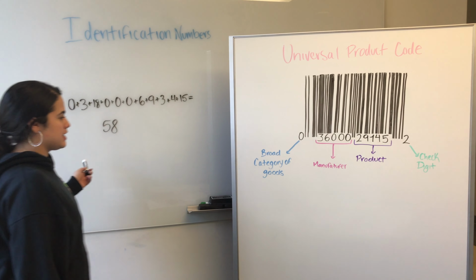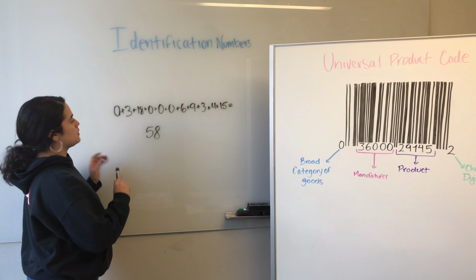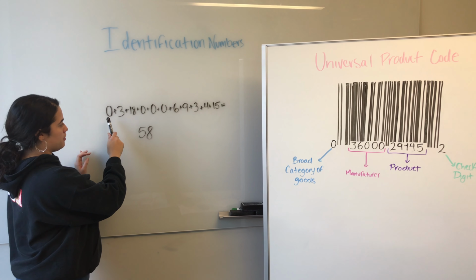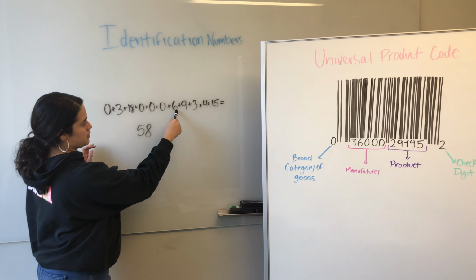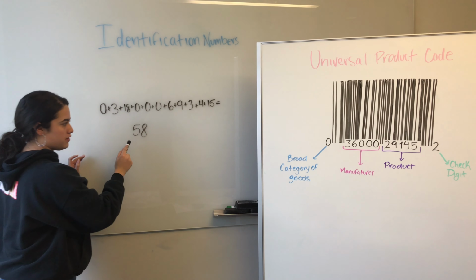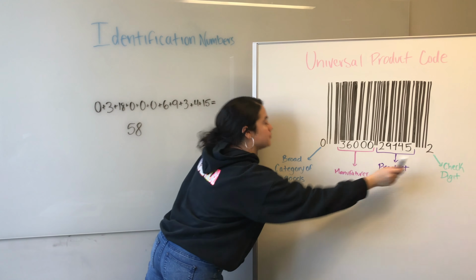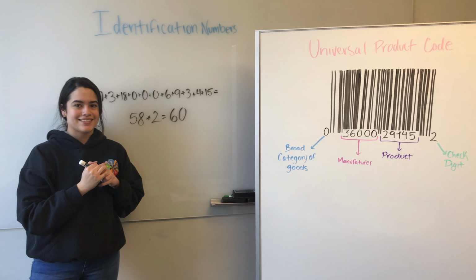So the error detection method for this UPC is that you multiply every other number by 3. So I multiply this one by 3, this one, this one, this one, this one, this one, and this one by 3. Then you add them all and you get 58. And then you take the check digit, which is the last number, and you add it, and you get 60. If the answer to all of this ends with a 0, it means that it's correct.